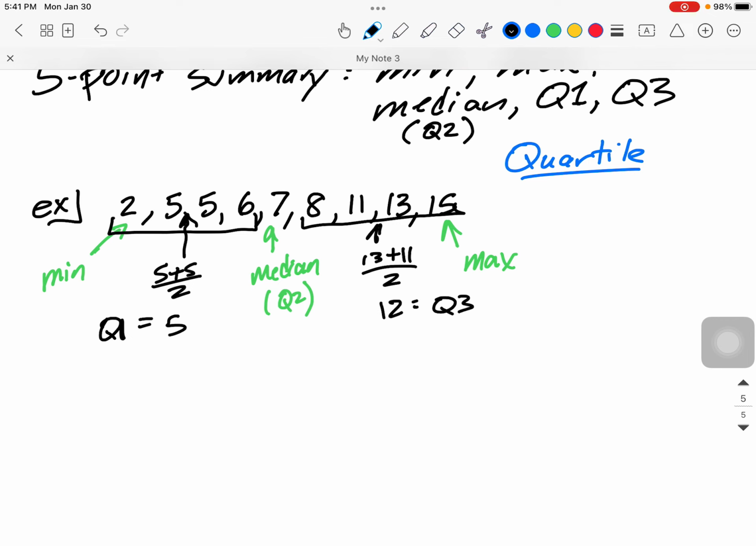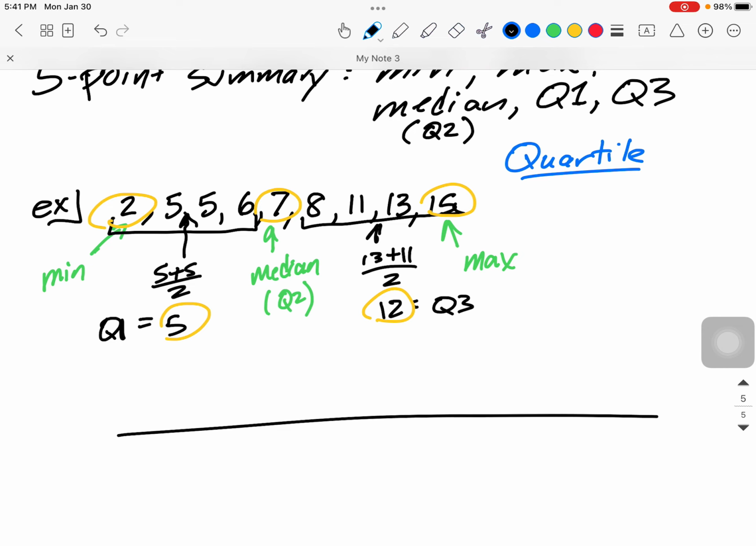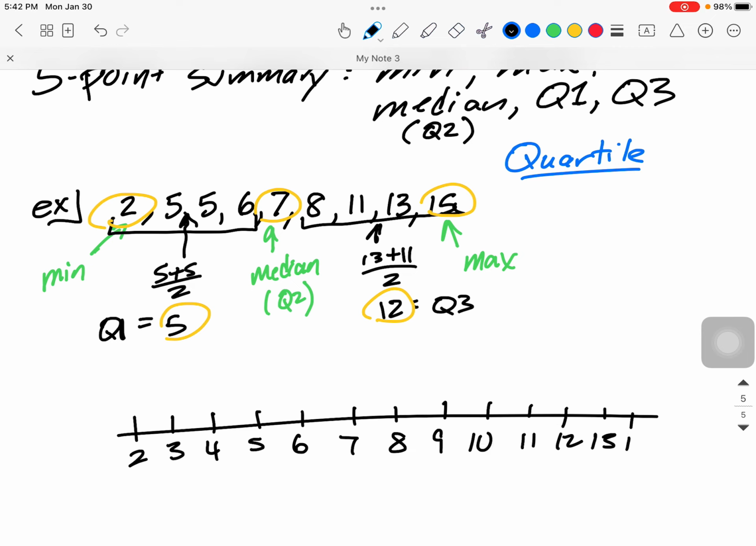And so those 5 numbers, I'll circle them in yellow. The min, the quartile 1, the median, the quartile 3, and the max. That's what we would call our 5-point summary. And what the box plot is, we want to make our box plot accurate, so we have to include everything on the number line. But our box plot is essentially a visual representation of the 5-point summary.